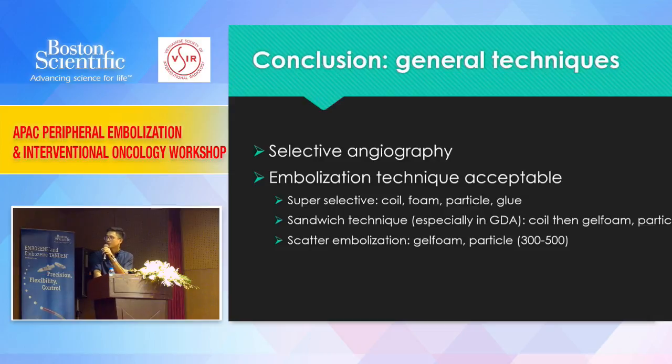Okay, so we recommend that with GI bleeding angiography, we should do very selective angiography to reveal the lesion.